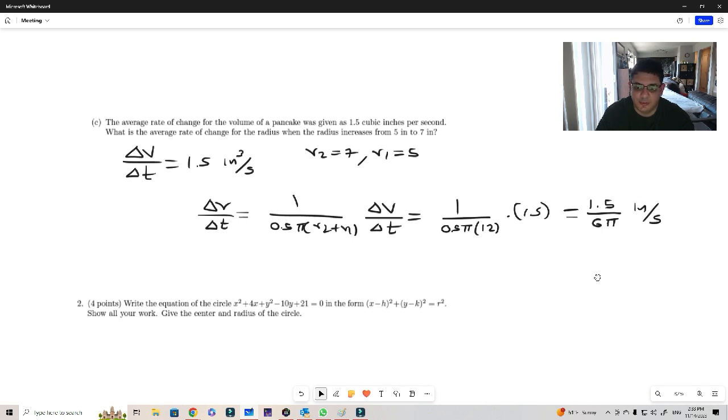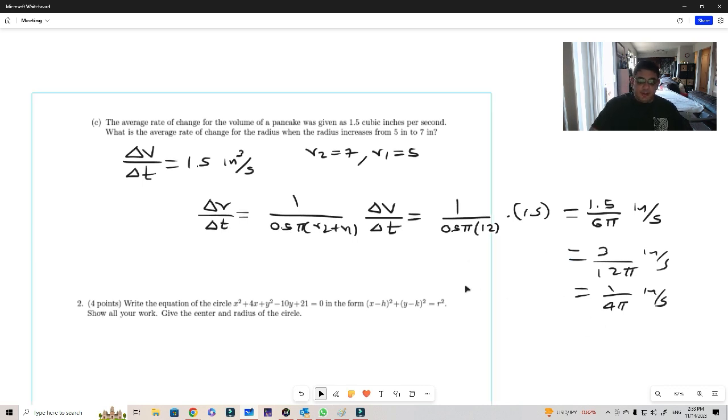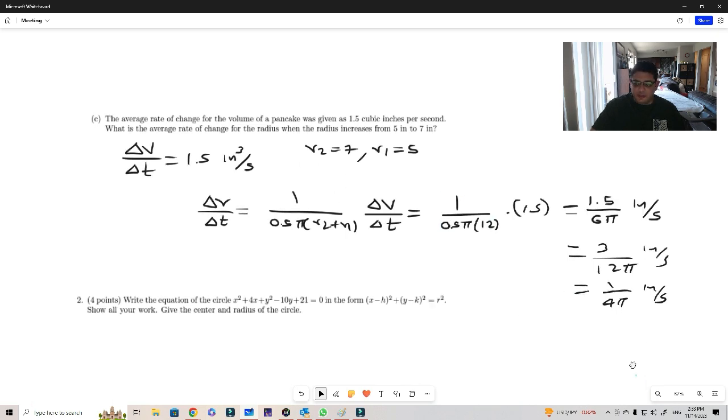You can compute this in your calculator to figure out how much that is going to be. I can probably simplify this a little bit more. I can see this as 3 over 12 pi inches per second, and so that will be like 1 over 4 pi, if I'm not mistaken. But this is just a process of algebra at this point. And that was everything that we were doing here with this average rate of change.